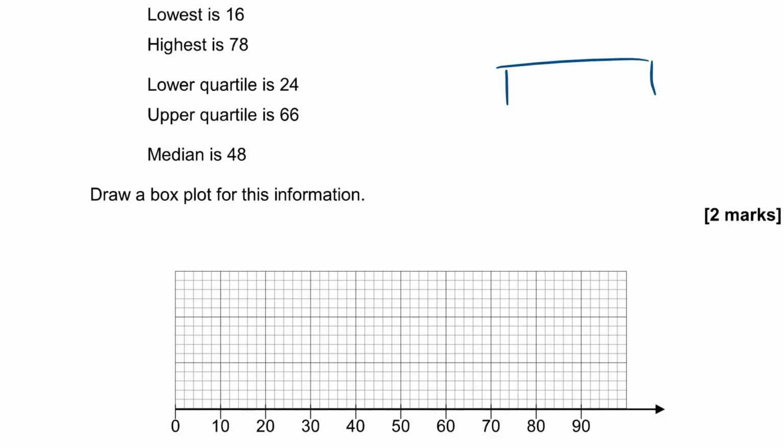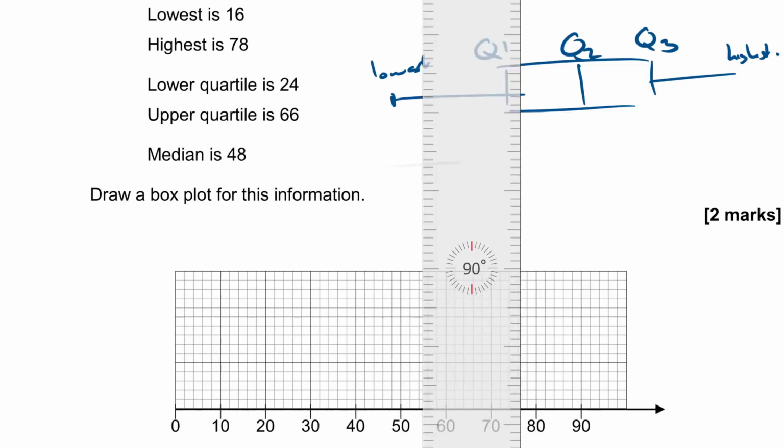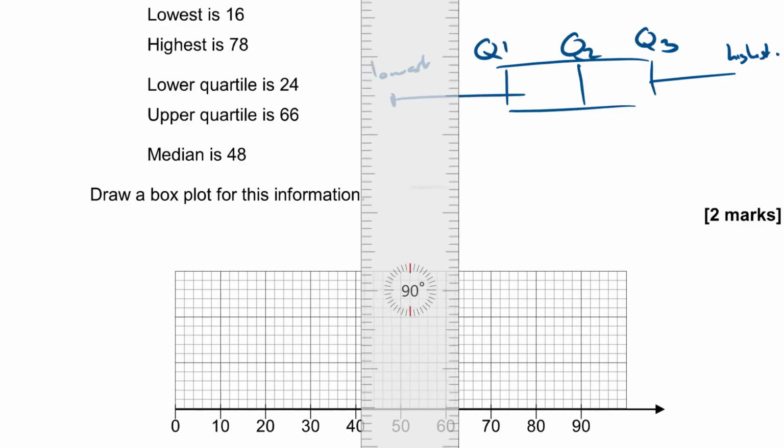We're going to have a box in the middle. This would be Q1, the lower quartile. This would be Q3, the upper quartile. And Q2 is the median in the middle, and we're going to have whiskers going out to our lowest and our highest value. Okay, that's what it's going to look like. So now we can draw that neatly on the graph. So I'm going to get a ruler and place it on each of these measurements so I get it absolutely accurate.